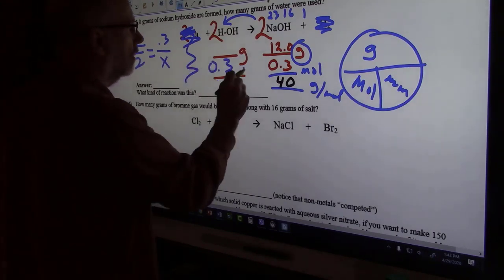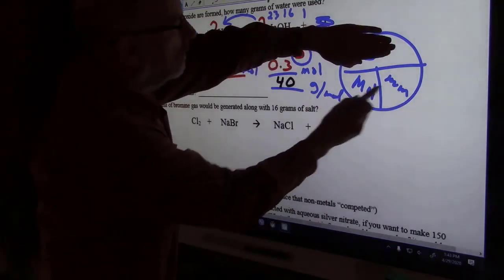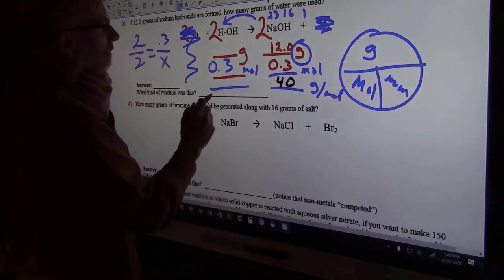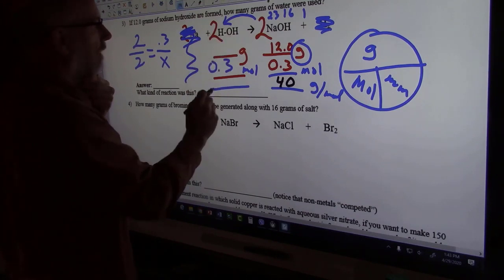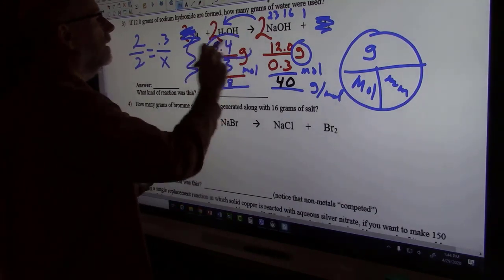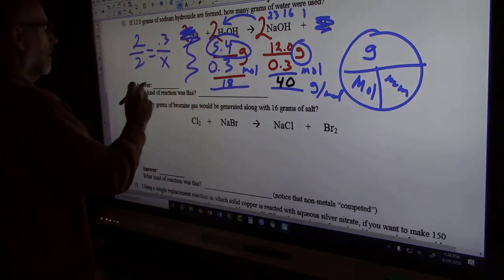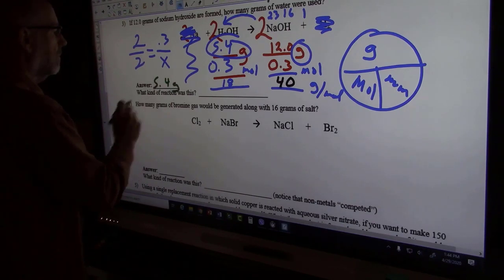0.3 moles. How do I calculate the grams of this? Grams equals moles times molar mass. I need the molar mass of water. 1 plus 16 plus 1 is 18. 5.4 grams. There's my answer. Answer, write it down here. 5.4 grams. What kind of reaction?